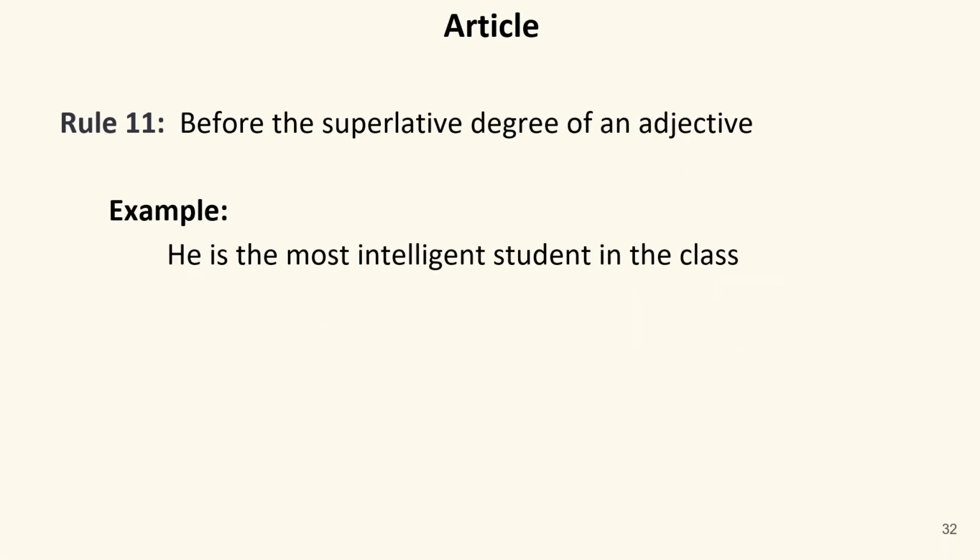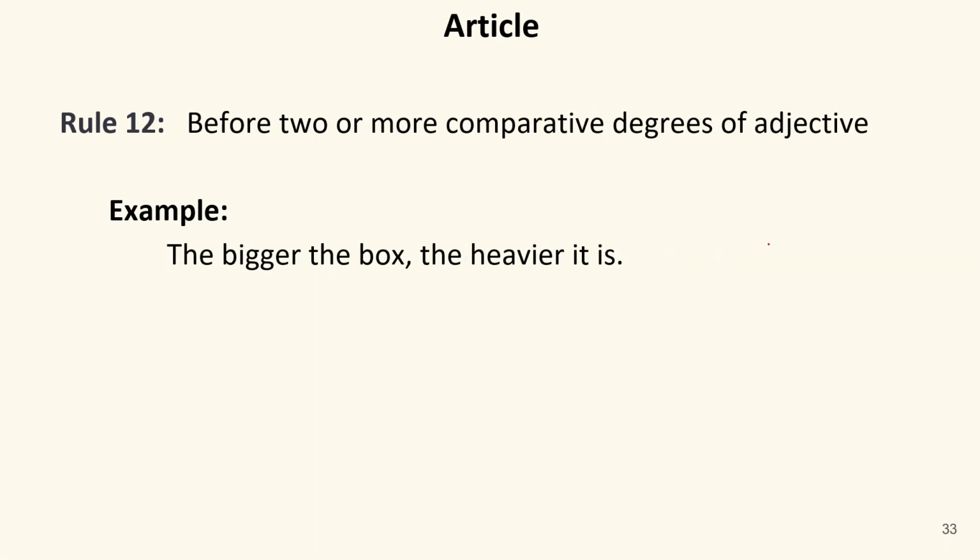Now before the superlative degrees of an adjective, we have already read he is the most intelligent student in the class. Before two or more comparative degrees of adjective, if we have comparative degrees in a sentence simultaneously, the bigger the box, the heavier it is. Means they are in some proportion. So we use the before every comparative degree. The bigger, the heavier. Now we can use the before some other nouns as well. So that part we'll discuss in part 2 of the same chapter. Thanks.